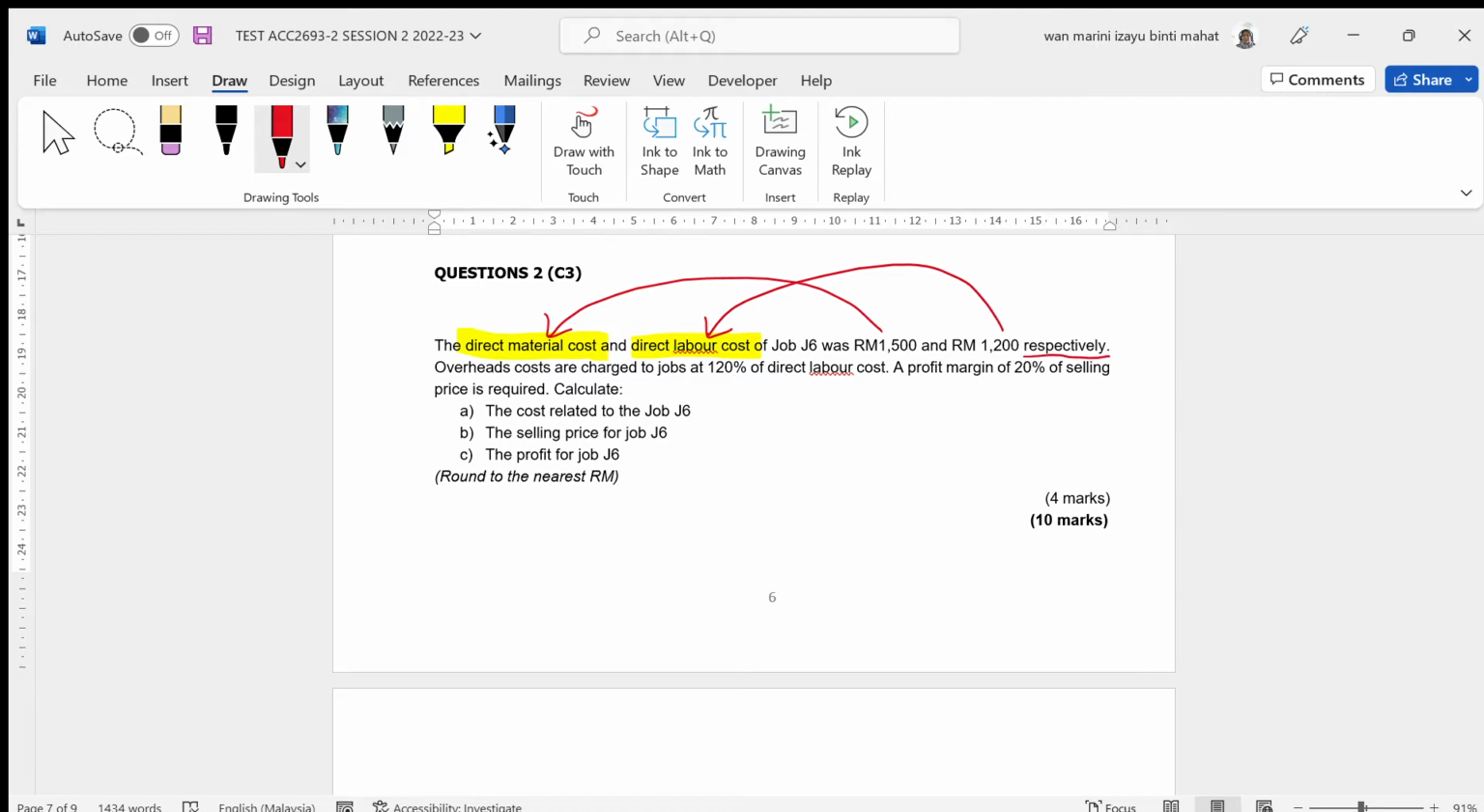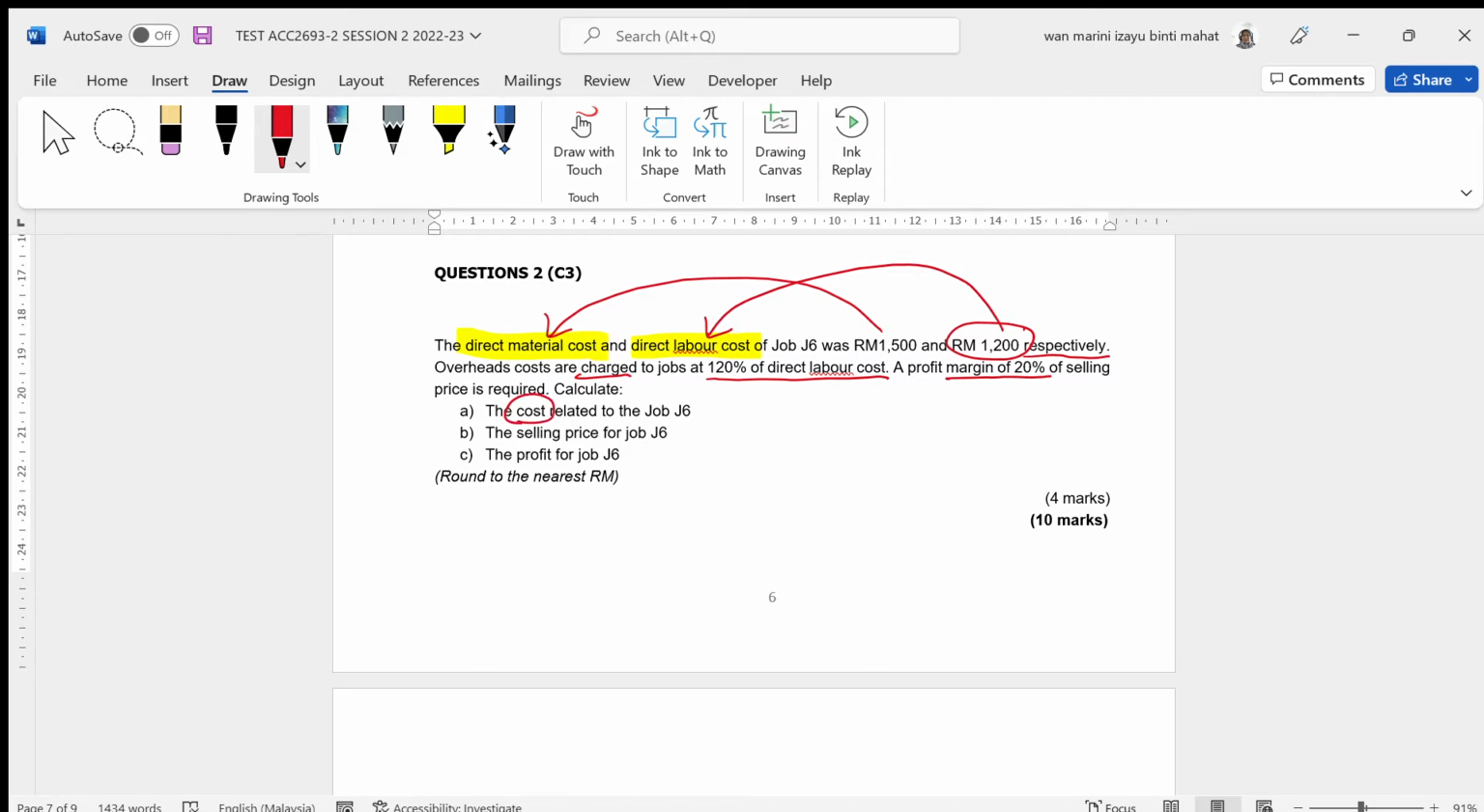Okay, overhead costs to be charged at 120% of direct labor cost. Of this cost, because direct labor cost is 1002. This is basic English. Okay, next we have the profit margin of 20%. So remember it is margin. Margin is when the selling price is 100%. Since the profit is 20%, it means that your cost is 80%. Right, that is margin. So the question asks you to determine, to calculate cost related to job J6.